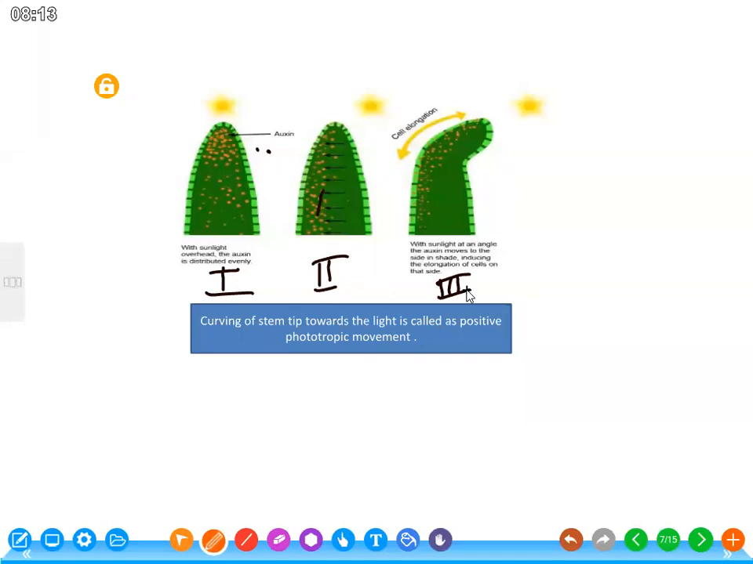Curving of the stem tip towards the light is called positive phototropic movement. Right.